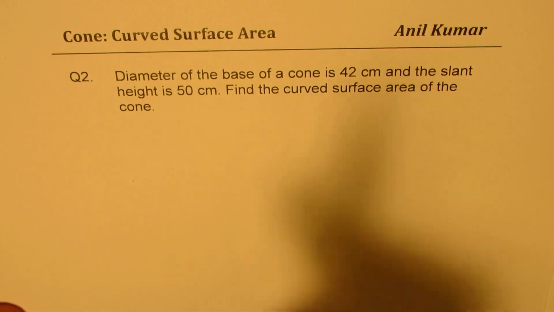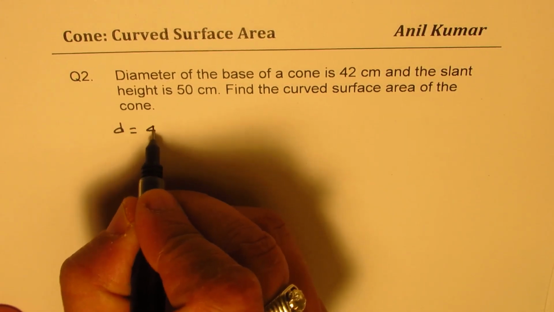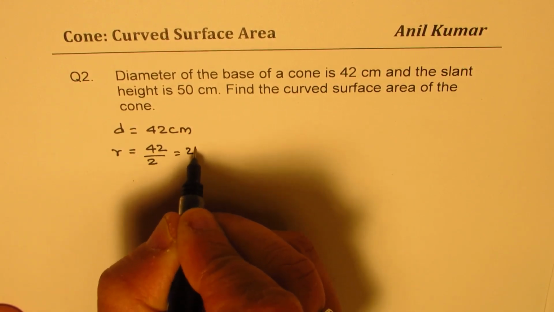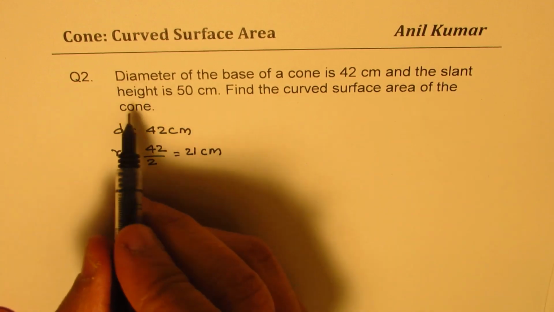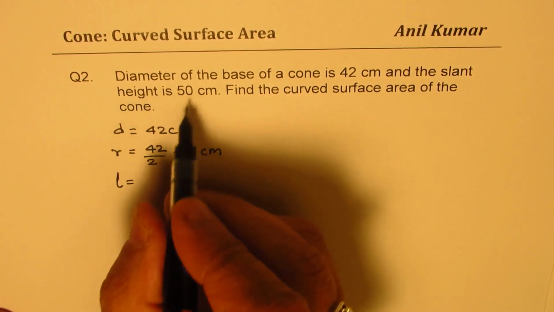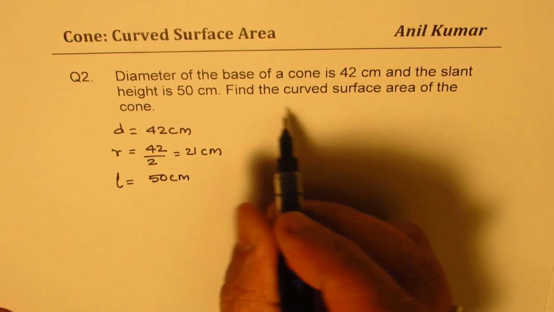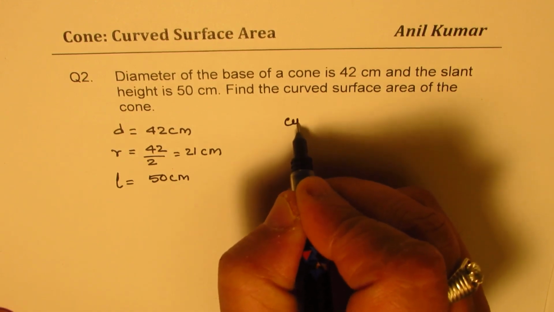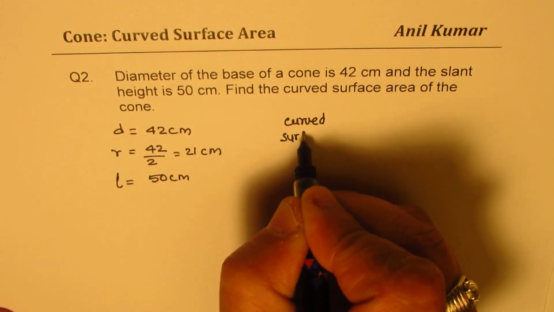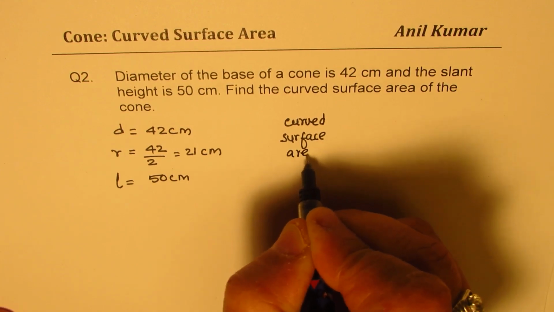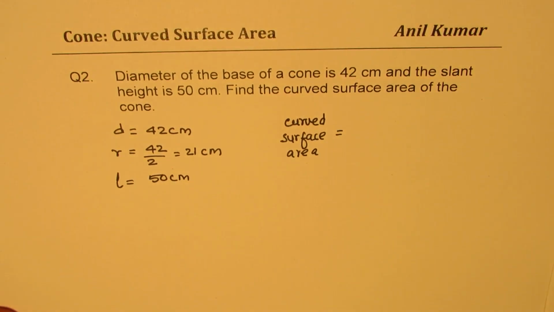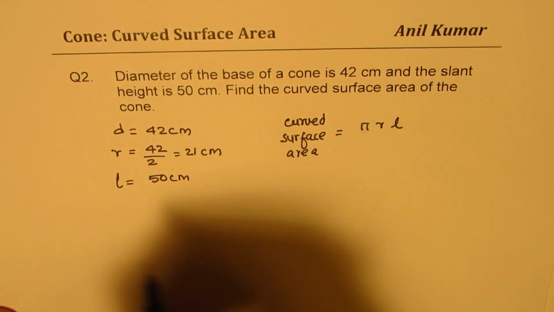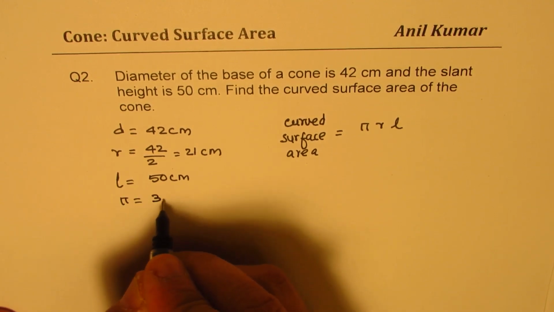The diameter of the base of the cone is 42. So we are given diameter, which is 42 centimeter. So radius will be 42 divided by 2, which is 21 centimeter. And the slant height, so l is always slant height, is 50 centimeter. Find the curved surface area. So we need to find the curved surface area, which is how much? We just derived our formula for this, which is pi r l. For our calculations, we'll take pi as 3.14.